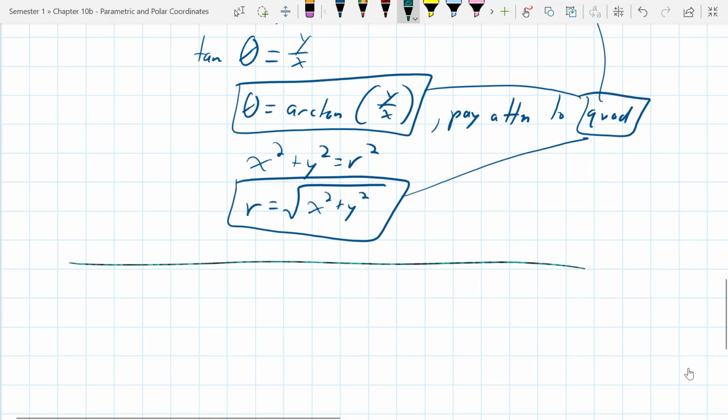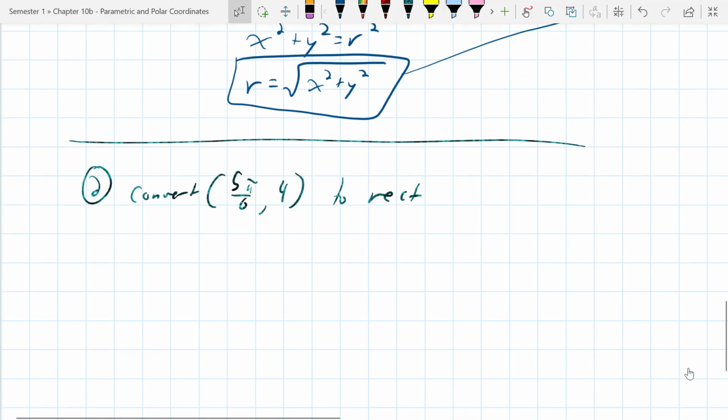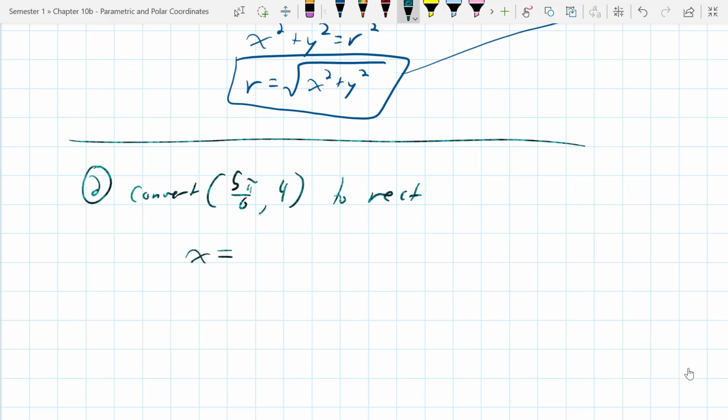So I think we're at number 2. If I want to convert 5 pi over 6 comma 4 to rectangular, I know that x would be equal to 4 times the cosine of 5 pi over 6, and y would be equal to 4 times the sine of 5 pi over 6. So really this just comes down to making sure you know your trig.